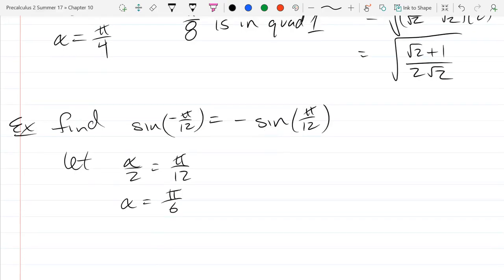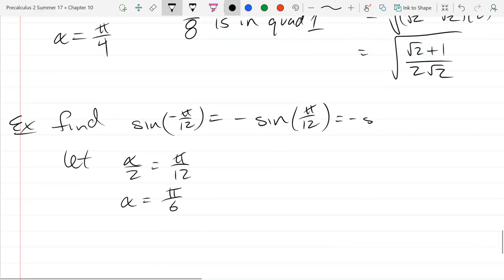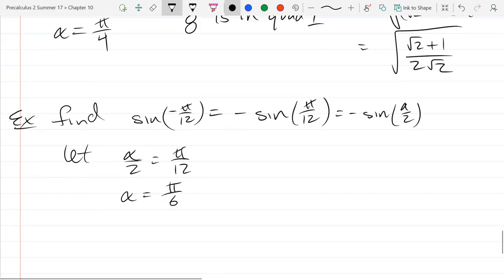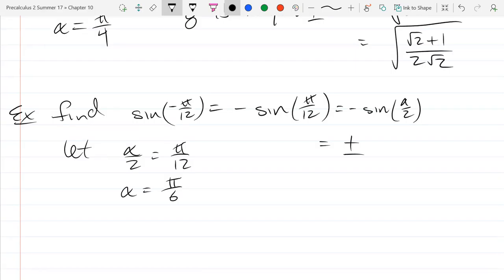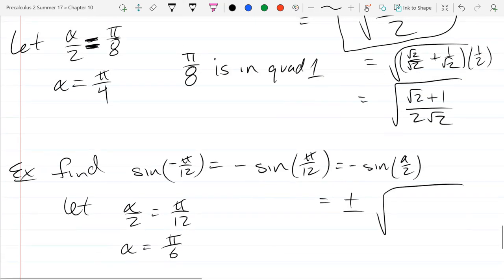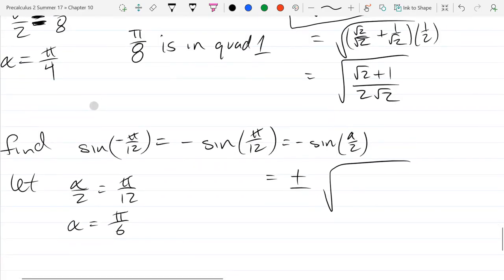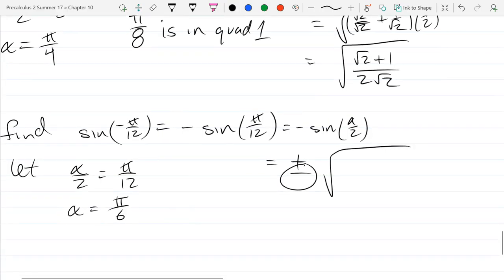And let's see. I can tell already sine negative pi over 12 is in quadrant 4, so sine is negative in quadrant 4. So no matter what's going on, I better get a negative answer at the very end. Just looking right where I started without doing anything else, sine of that angle is going to be negative. So my final answer is going to be negative for sure.